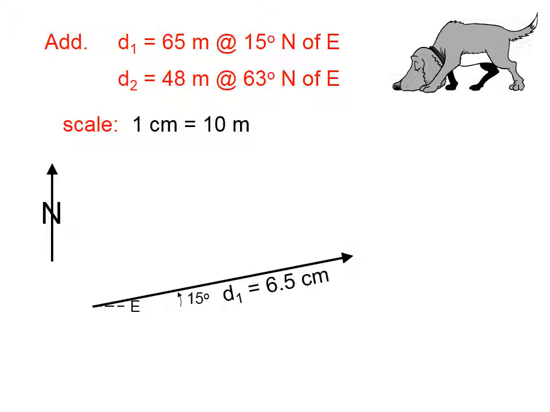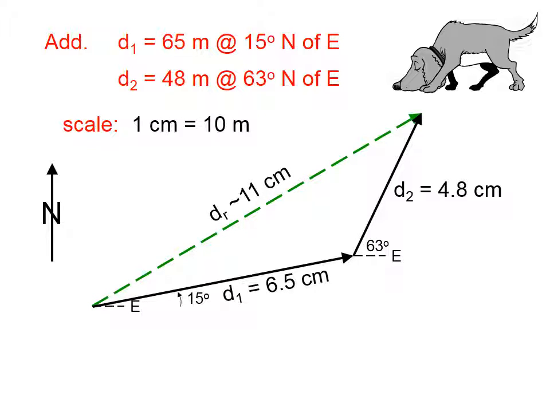look at the direction first. I need to draw this at 63 degrees north of east. We're going to write east right there, and now we're going to turn that 63 degrees north, like that. We're going to draw it to the proper length.